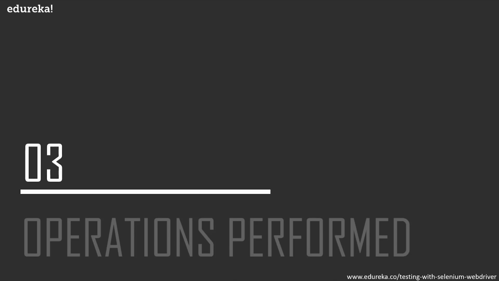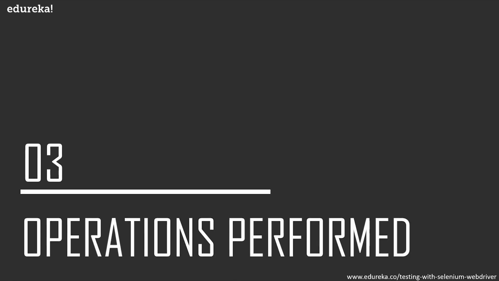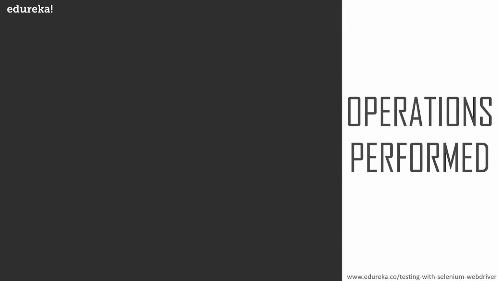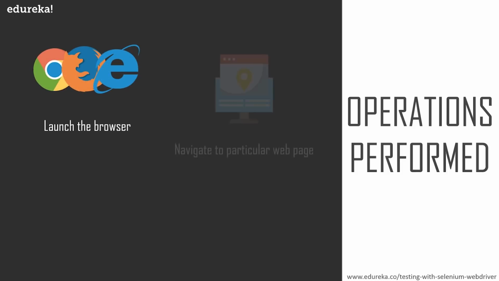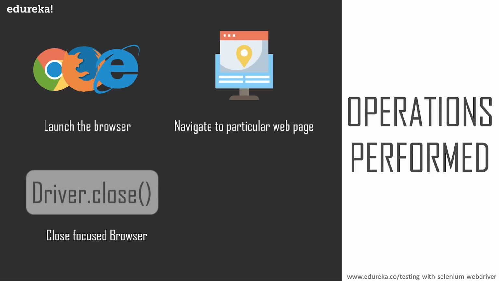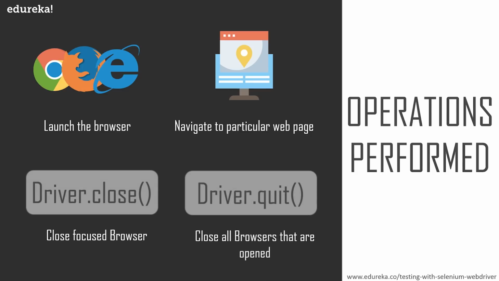Now let's move on and understand what are the operations that are performed on these web elements. I can say that there are a lot of operations that can be performed on the web elements, starting with performing operations on the browser, such as launching the browser, navigating to a particular web page, closing the focused browser, and also close the driver functionality for the browser.